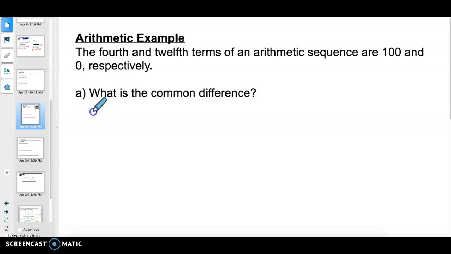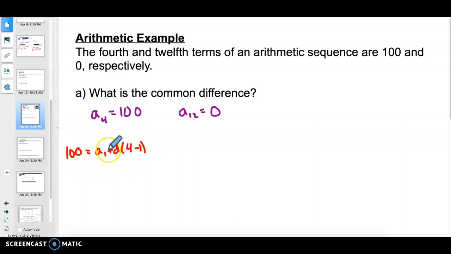So for the 4th term, I'm going to say a sub 4 is 100. And then the 12th term, so a sub 12 is 0. So when I'm setting up my explicit rules for both of these, for the 4th term, I know that my actual term is 100. So the 4th term is 100. And then that equals, my explicit rule is a1, which we don't know, plus d, which we also don't know. N, however, is the 4th term, so it'd be 4 minus 1.